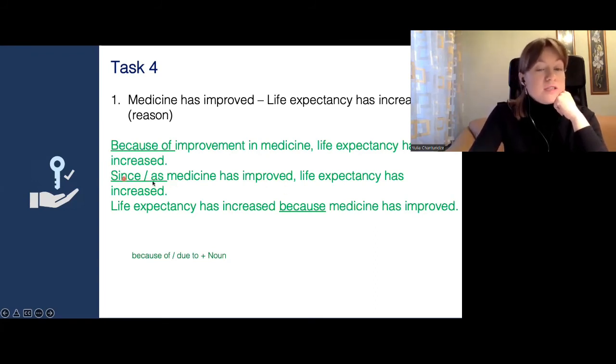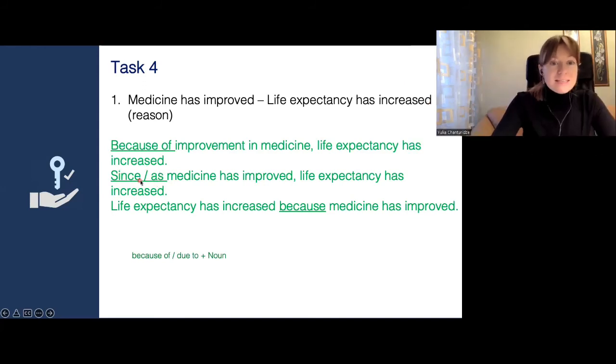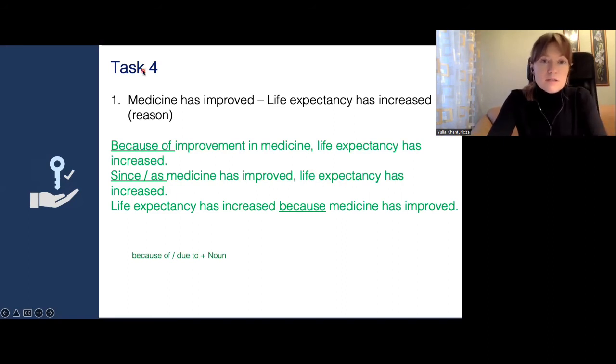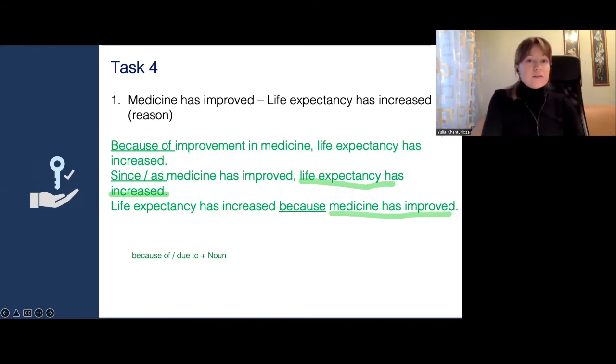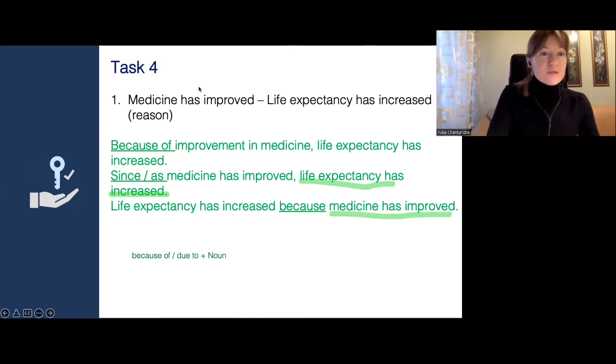I have also used since and as here. When we use since and as, we're centering more on the result. So this is what is important to us in this sentence. Whereas when I use because, the focus is more on the reason. So the difference is not only in the position, but also in the focus. So since and as focus on the result, because the focus is on the reason.